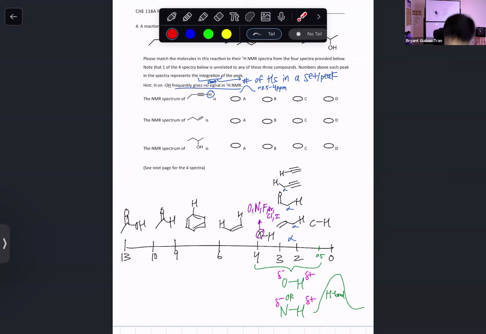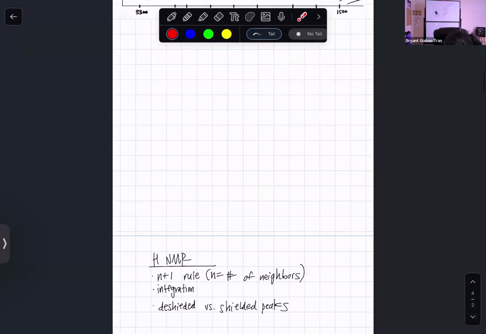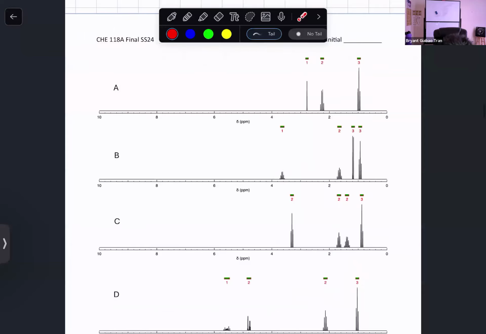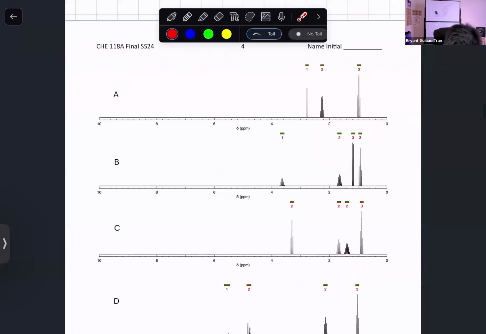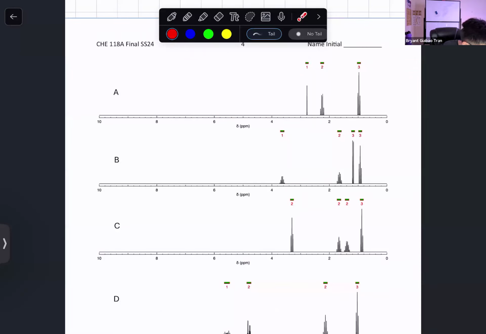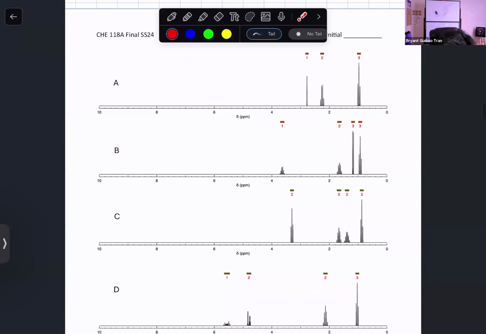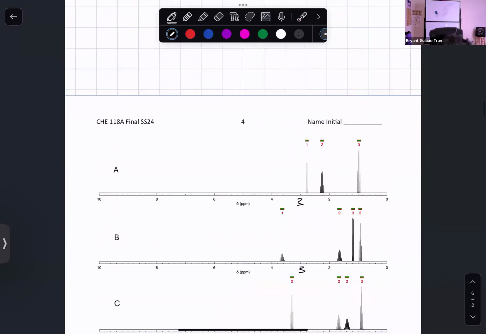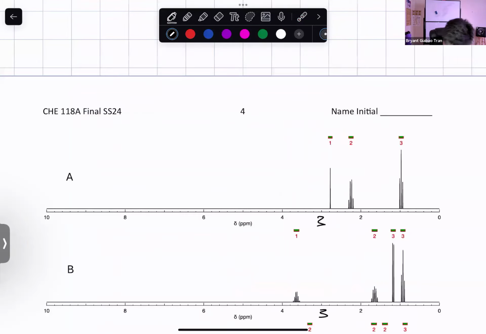Yeah, 2 to 3, because that's the alpha region where we see hydrogen directly attached to the alkyne. So let's look at that range here, 2 to 3. Let me label this 3, 3, 3, 3.